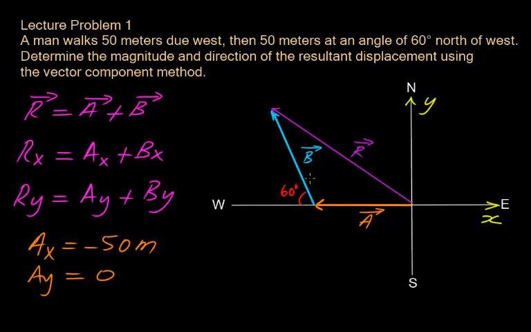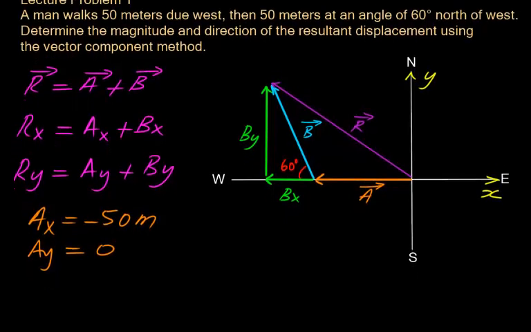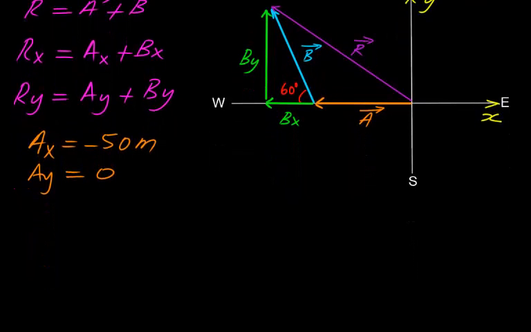Now, let's find the x and y components for vector B. To do that, we need to turn this vector B into two vectors. You start at the tail, you move parallel to the x-axis, then parallel to the y-axis to form those two components. When you break a vector into components, you always end up with a right triangle. Using that right triangle, we can figure out the two components.